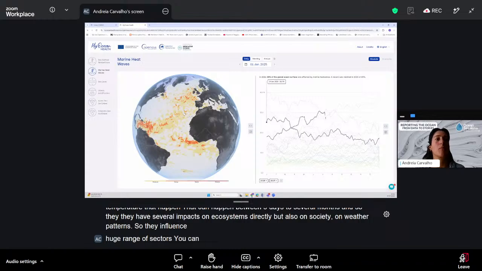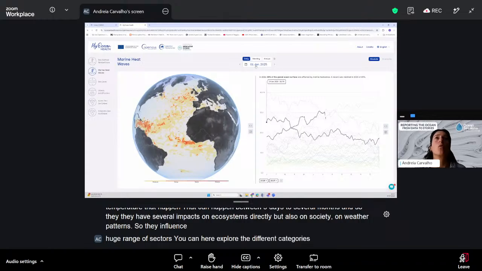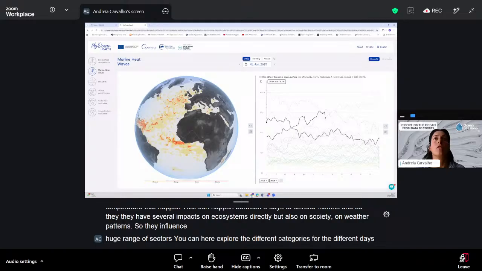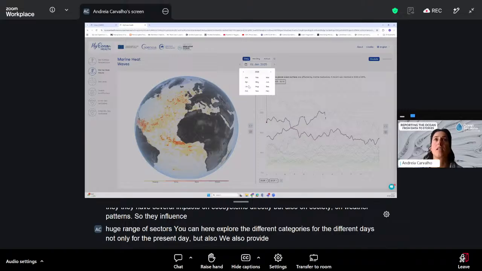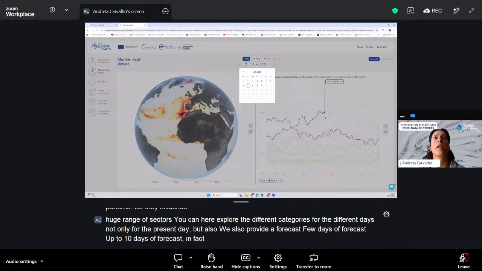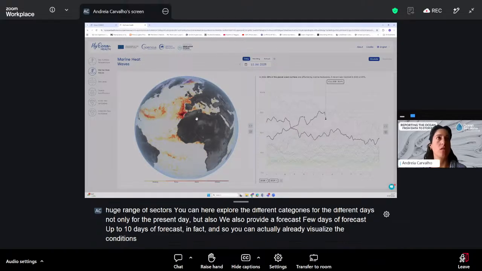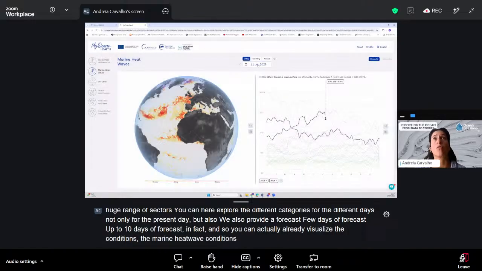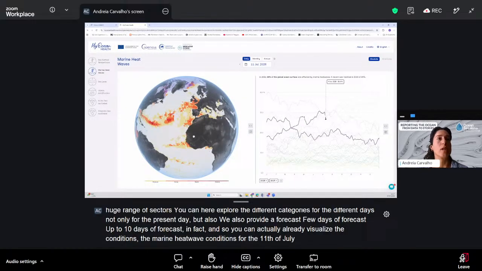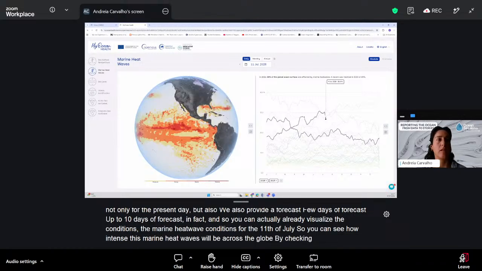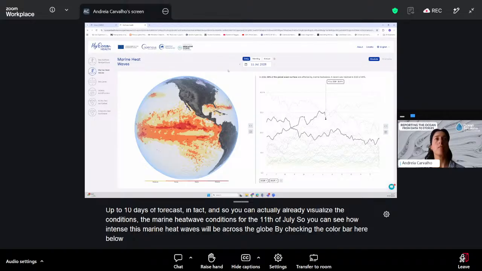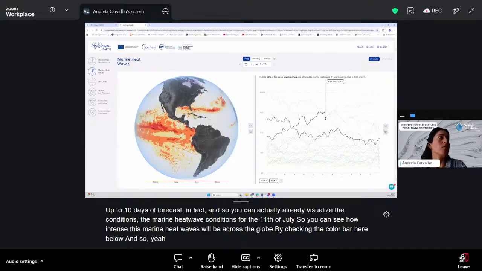You can here explore the different categories for the different days, and not only for the present day, but we also provide a forecast, a few days of forecast, up to 10 days of forecast, in fact. And so you can actually already visualize the marine heat wave conditions for the 11th of July. So you can see how intense these marine heat waves will be across the globe by checking the color bar here below.